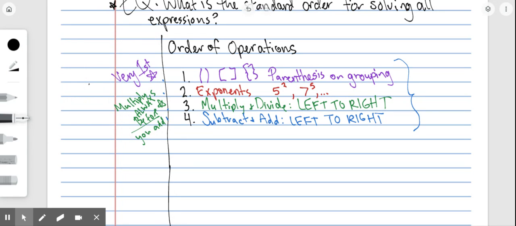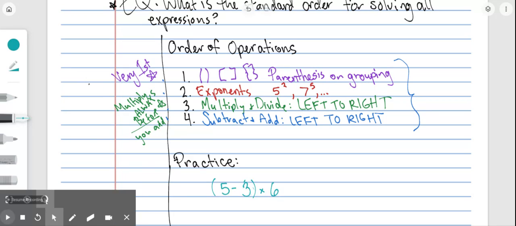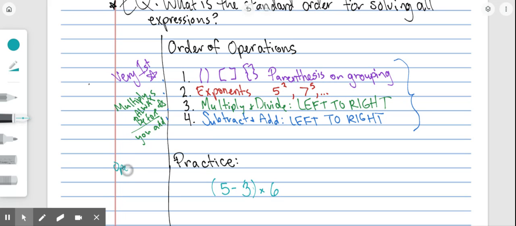So let's do a practice problem. We're going to start with something with not a lot of things to do. So I have parentheses 5 minus 3 and parentheses times 6. Over here on the left, let's figure out what operations are happening here. What things do you see? Take a few seconds, write it in the chat. I see subtraction, I see multiplication, and I see parentheses.